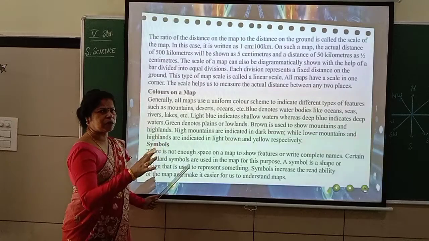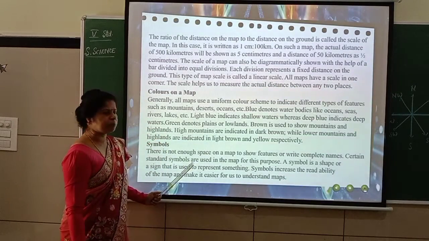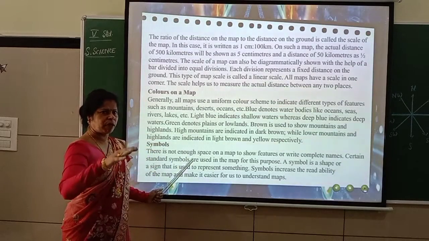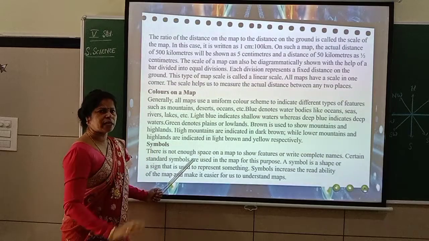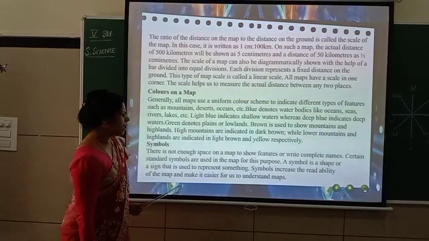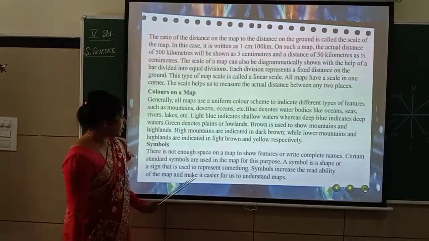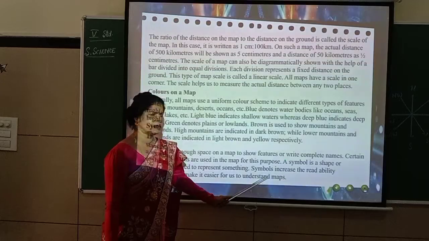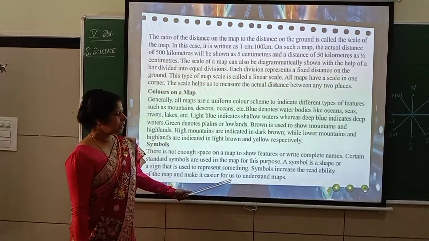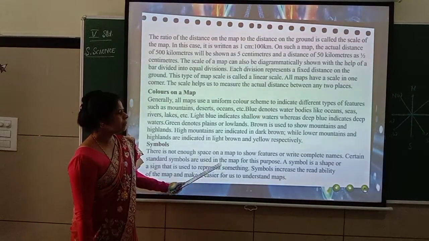For example, a mountain is brown and then they will show that slopey area, so you should understand that is a mountain. Then if it is a sea or anything, they show the waves in blue color, so you should understand that is ocean or sea, like that. So symbols increase the readability of the map and make it easier for us to understand maps. If you are very particular about the symbols, then you can read maps very easily. So that is about the symbol. Next.